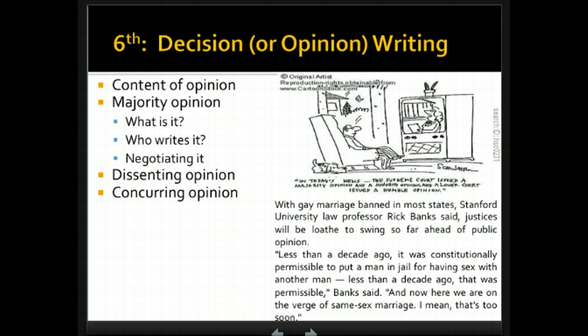Okay, concurring opinions. You support the majority ruling, but you do so for different reasons. You may agree with the 5-4 decision, but you might have different constitutional arguments for why that is the case, and you might write a concurring opinion.